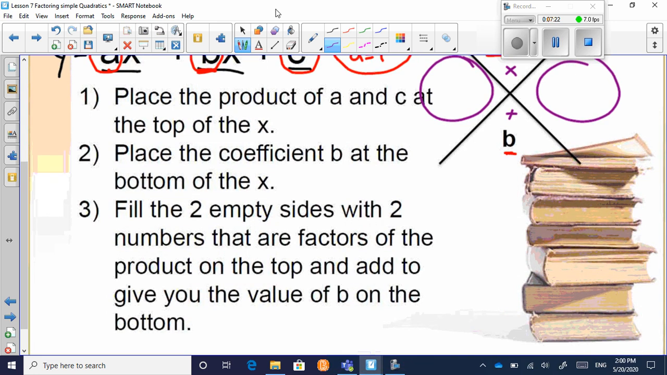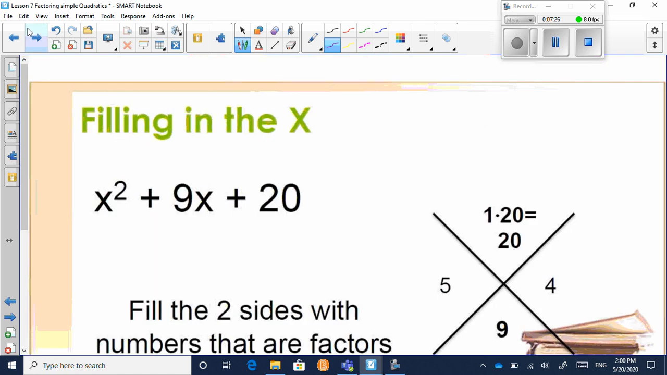Okay, well, let me show you. I'm sure you're kind of confused by that. Let me show you what I mean. So if we had this quadratic, y is equal to x squared plus 9x plus 20. Remember I said for today we're going to work with a is equal to 1. So look at this: A is equal to 1. It's going to make our life a little bit easier. B is equal to 9, and C is equal to 20.